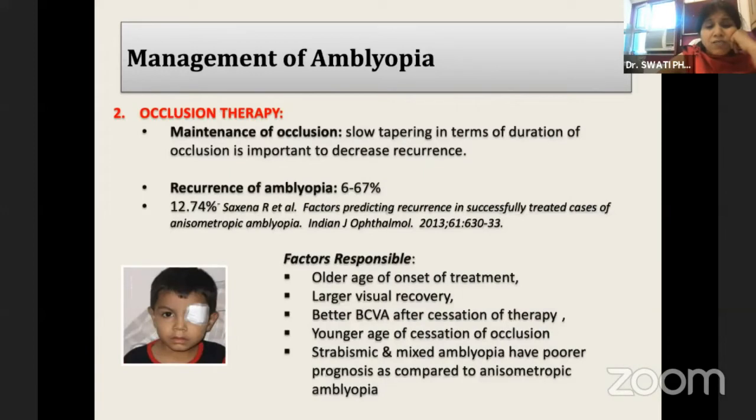So the maintenance of occlusion therapy is equally important as starting it, and we need not stop it abruptly because that may lead to the recurrence of amblyopia. You have to taper it gradually in terms of duration of occlusion. In case you start with, say, full-time occlusion, you may taper to 6 hours, followed by a taper to 4 hours, and you can follow the patient every 2 months to look at whether there is visual improvement or not. If the vision becomes stable, then we can think of tapering the occlusion therapy.